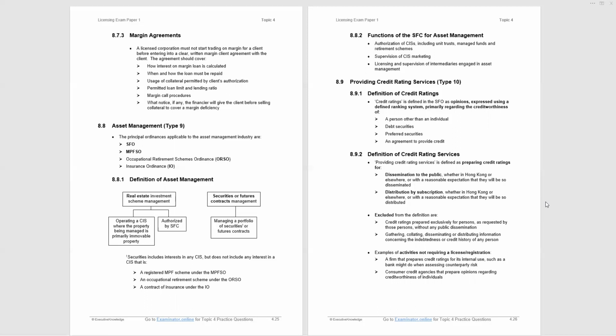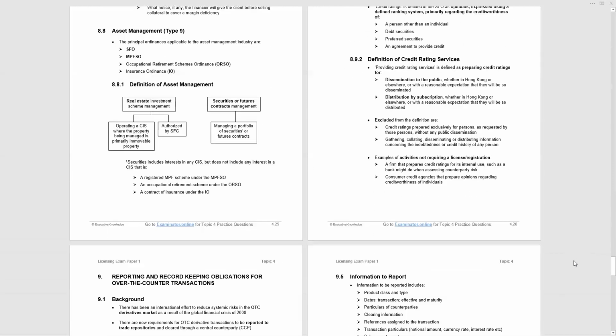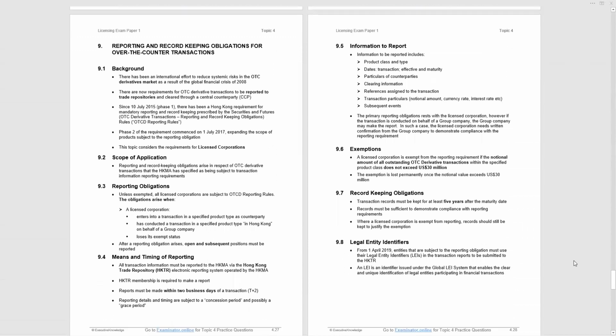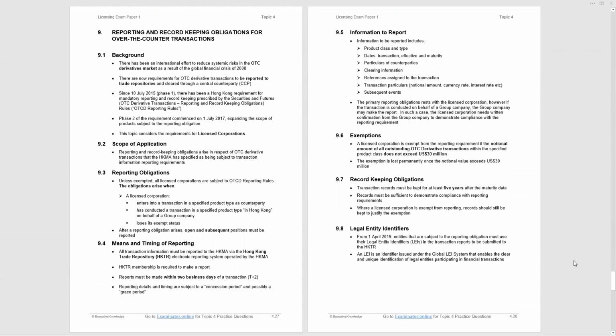The Type 10 activity, providing credit rating services. That's, as I've said before, the world of Moody's, Fitch, S&P. Have a read through the definition of credit ratings. It's put into, again, words as to what most people understand. It's usually debt securities, bonds, securitized debt that they will give ratings on to help investors decide on the risk of investing in such investments. Those were the definitions of the 10 regulated activities.